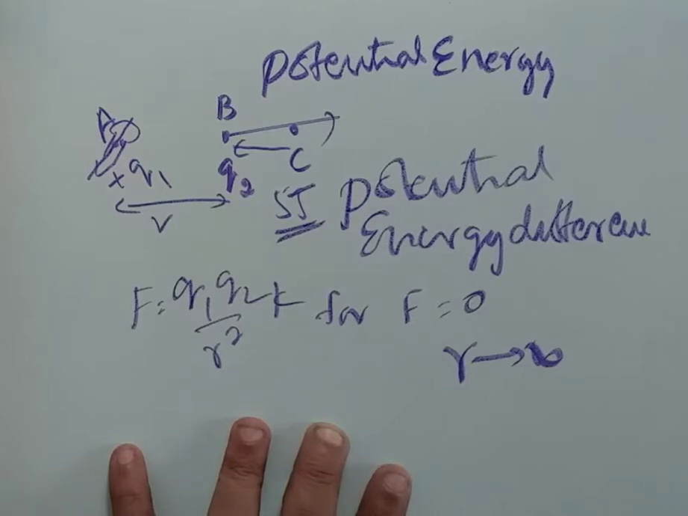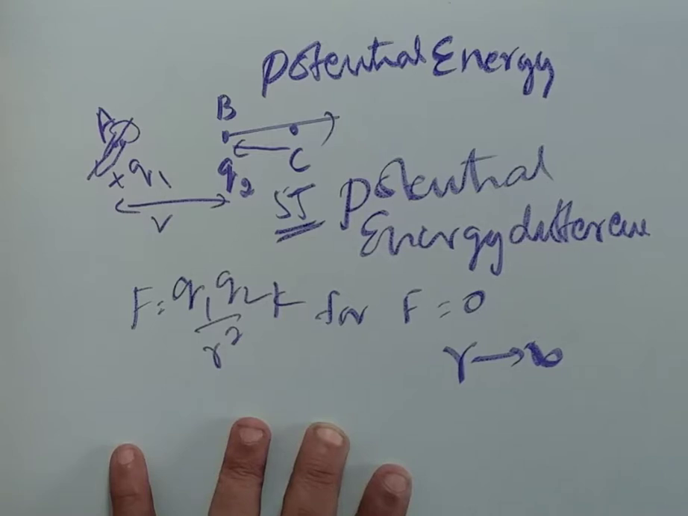Therefore, observe, we can generate a definition of potential energy. In fact, it is the amount of work done in bringing the Q2 or given charge from infinity to the given point against the repulsion by the other charge without accelerating it. Very important. Let me define it once again. Potential energy is the amount of work done in bringing the charge from infinity to the given point against the repulsion by another charge without accelerating it.